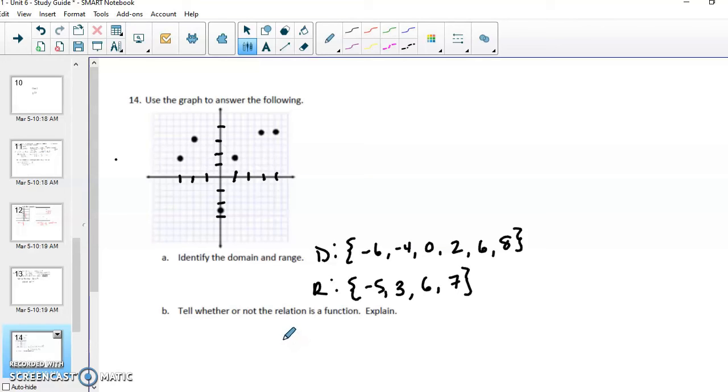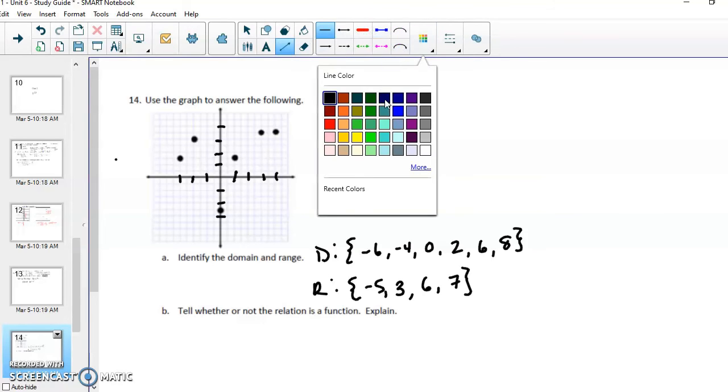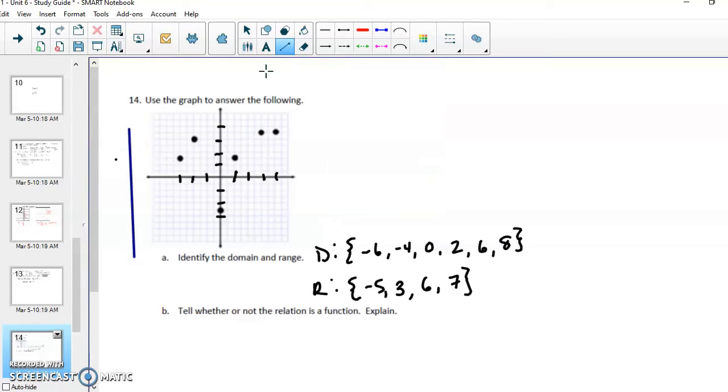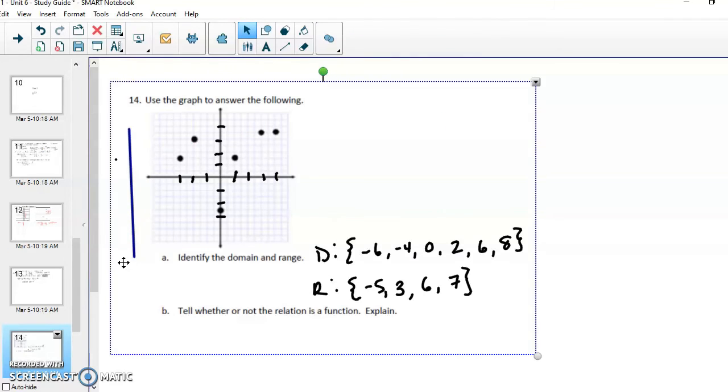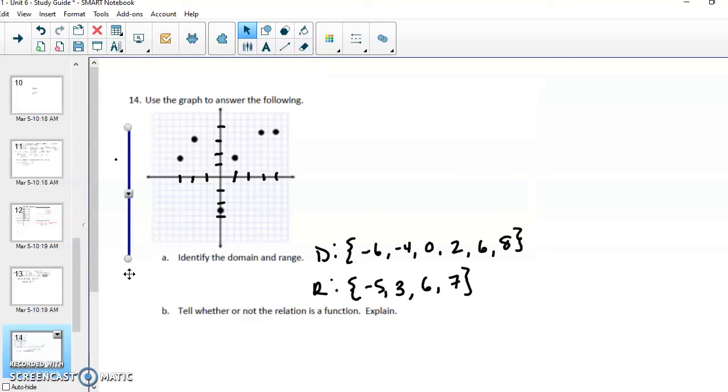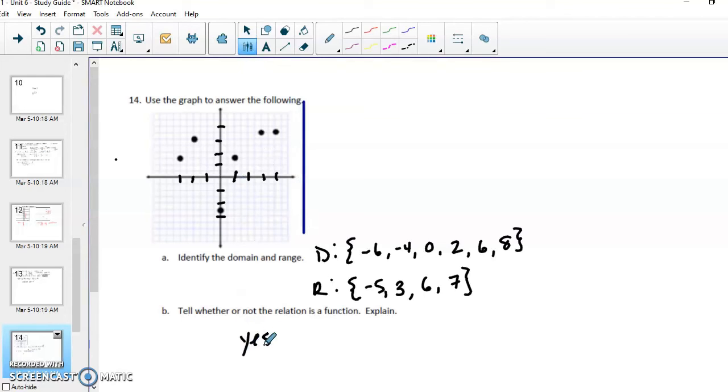So is this a function? A couple ways to tell. One way is that none of the x values repeat. The other way, if I went ahead and made a vertical line, it would help if I made the line vertical. If I go ahead and make a vertical line, will my line ever touch in more than one spot? Nope, we're good. So this is yes, and you could give either of those reasons. Passes the vertical line test. You could say x values do not repeat. Either of those would be fine.